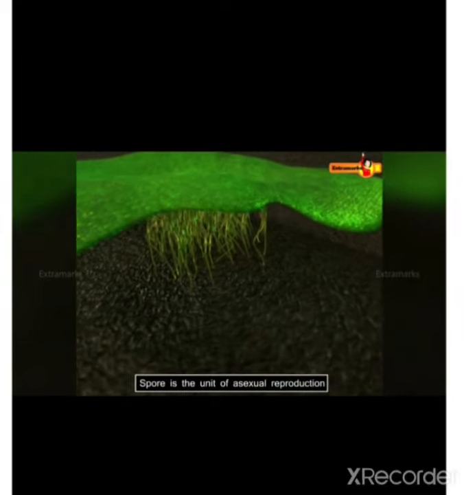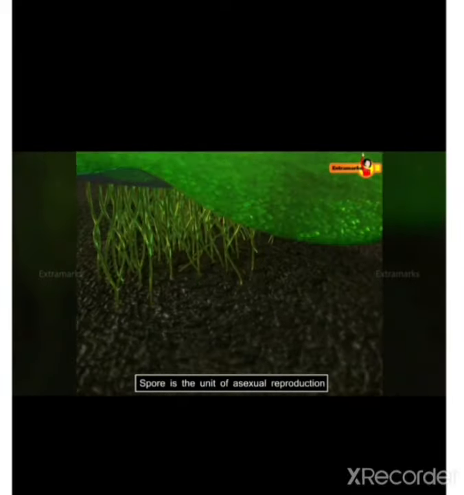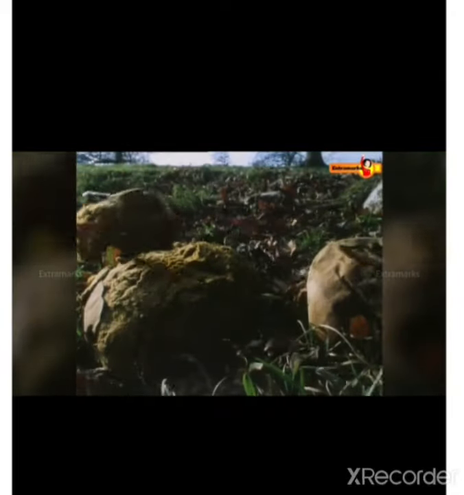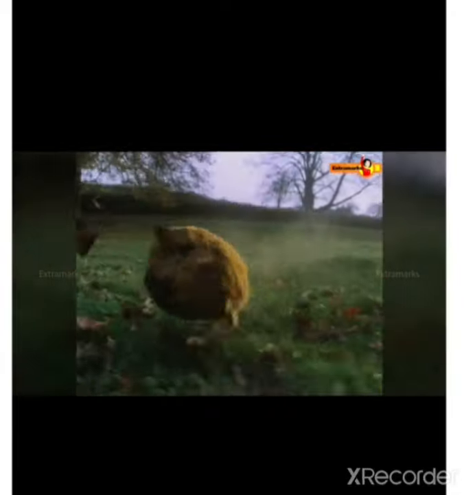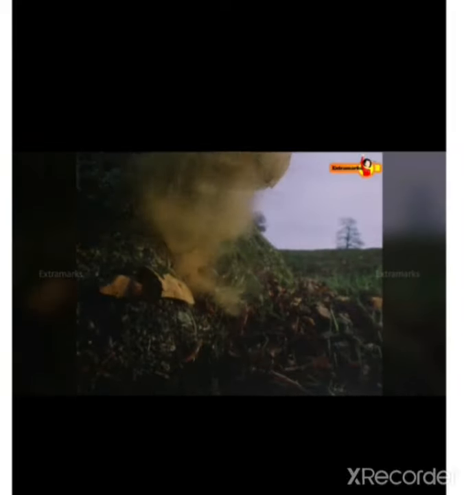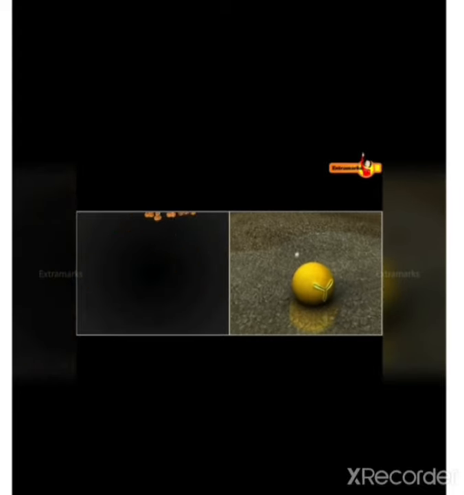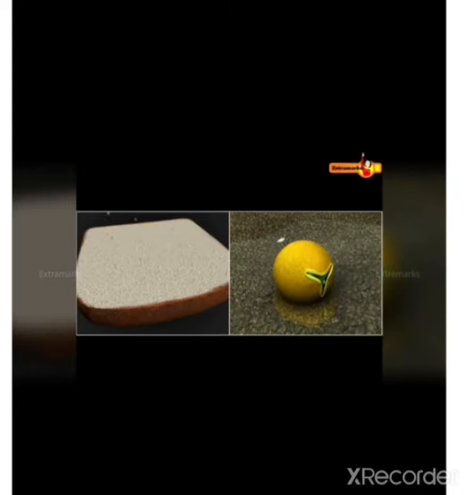Thus, in biology, a spore is the unit of asexual reproduction. It is a reproductive structure that is well adapted for survival during unfavorable conditions and which germinates to form a new organism on the arrival of favorable conditions.